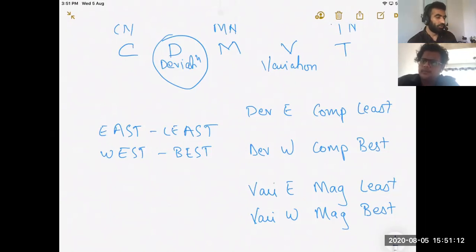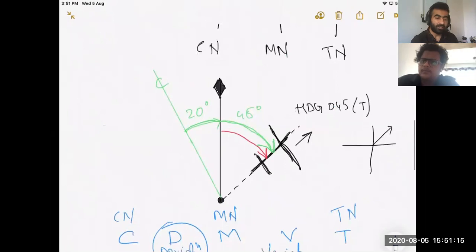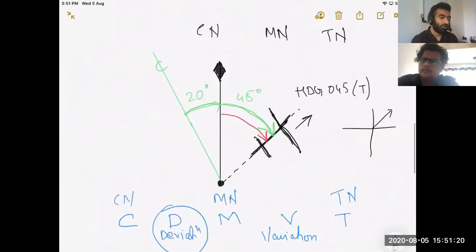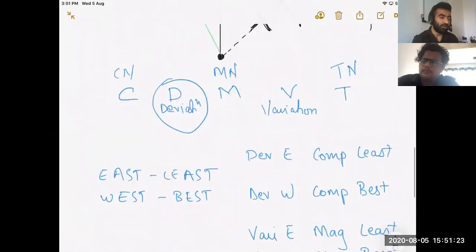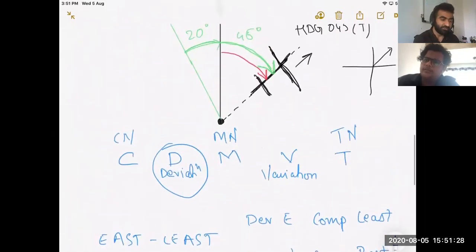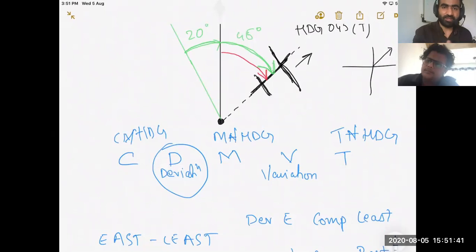So now, to find out a magnetic heading in this example, we already have the true heading. Our true heading is 045, so instead of north, we will change the north to heading. So these are all your headings. At one point in time, the aircraft will always be headed in only one direction. But what we are measuring it with reference to changes the value of the heading.